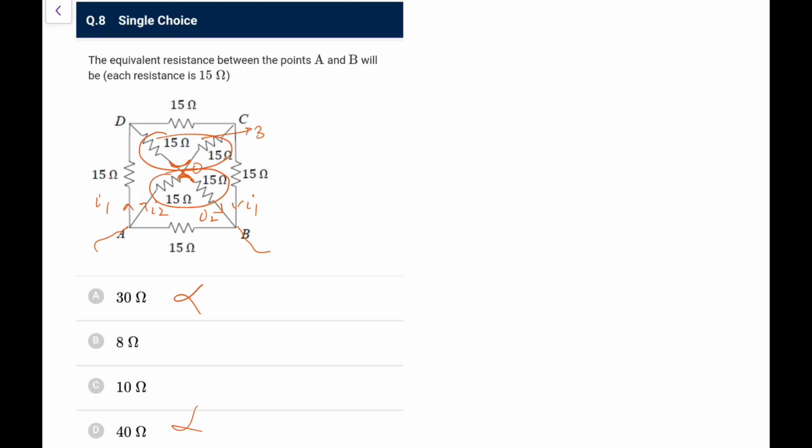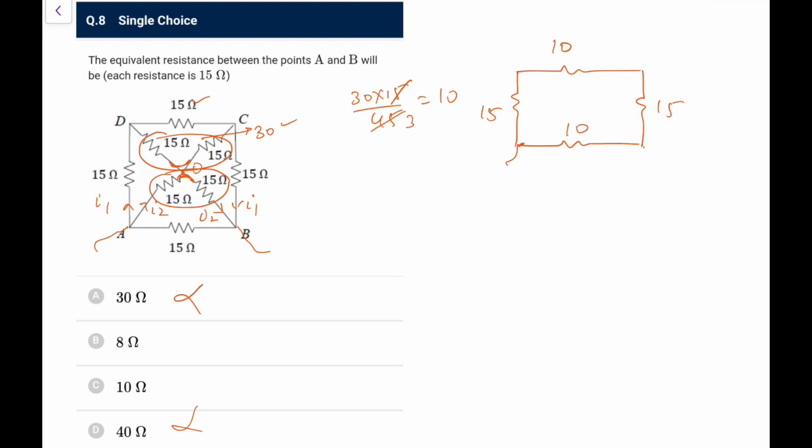So 15 15, that is 30, and this 15 and 15 will be in parallel, so that between CD, 30 into 15 upon 30 plus 15, that is 45. You do this, this becomes 10. So this becomes 10, so I am redrawing it. This was 15, this whole simplifies to 10, this is 15, this whole lot again 15, and that all will be again 10 here also, and this is A and B.